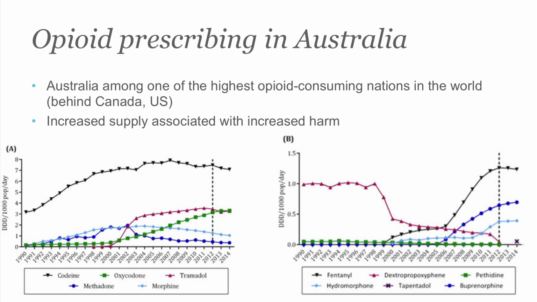But the really interesting thing about these graphs is looking at what has happened. We can see what's happened with codeine up until 2014. It will be very interesting to see what happens with codeine since the change in scheduling. We can see the rise of tramadol. And on the graph on the right, we can see the rise of fentanyl and of buprenorphine as well. Below that is the OxyContin, which we can see a rise. And really what we're seeing is that these drugs are being prescribed and unfortunately this increased supply is associated with increased harm.